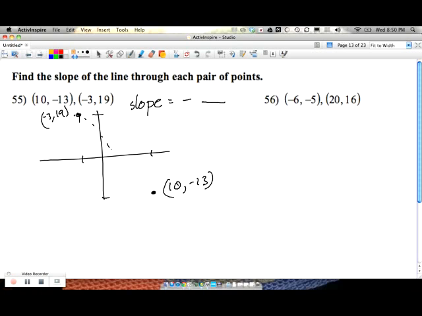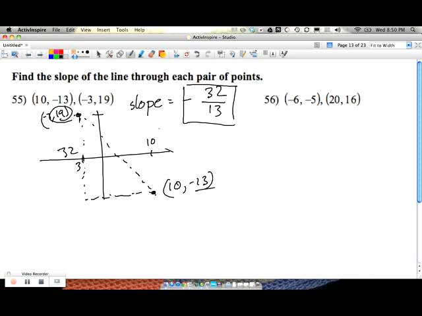Then I just got to figure out how far down and over it goes. Well, I start at 19 and I end up at -13. So that's 19 and then 13 more. If I put those together, that's going to be 32. So the top is going to be a 32. The bottom, we start at -3 and we end up here at 10. So that's a total of 13. And this fraction is as reduced as far as it will go, because 13 does not go into 32.